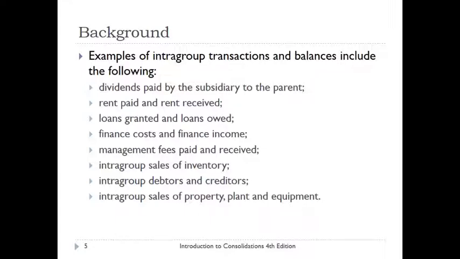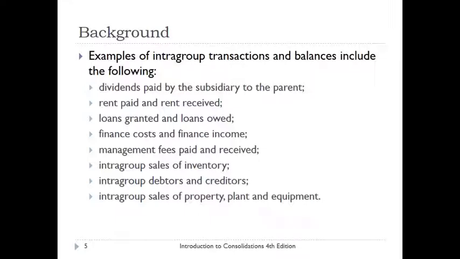A parent and subsidiary often enter into transactions with one another for various business reasons. A parent can, for example, lend money to its subsidiary, then there will be an intragroup loan with intragroup finance costs and finance income. Or the subsidiary can buy inventories from the parent, or the parent can buy inventories from the subsidiary. Furthermore, it often happens that the parent charges administration and management fees to its subsidiary for general services rendered to the subsidiary. So examples of intragroup transactions and balances include the following.